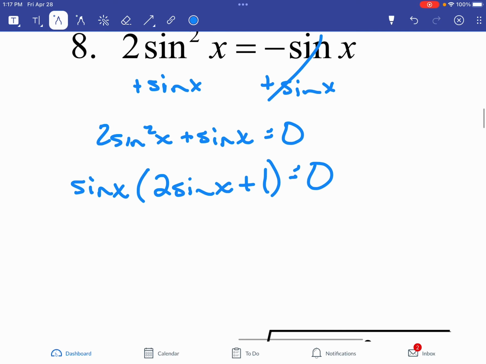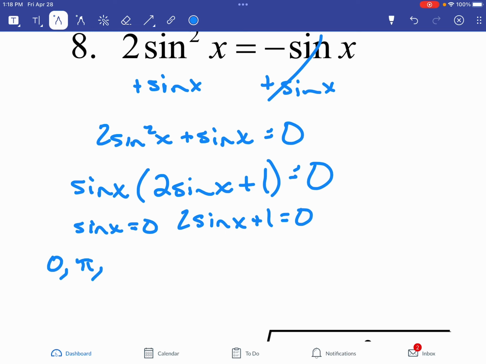Okay, I take both factors, set them equal to 0. Now the first one's already done. So I'm going to find out what that is first. So the sine of x is 0. So where's the y value 0? There's actually 3 of these spots, 0, pi, and 2 pi.